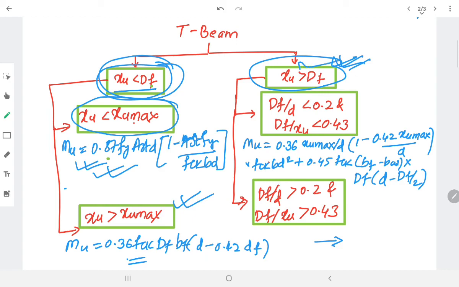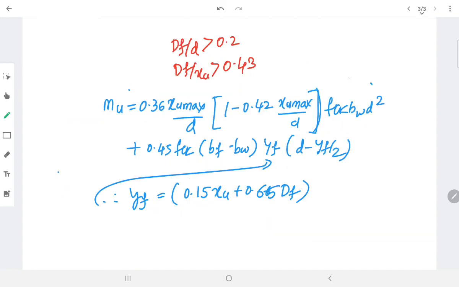Suppose if xu greater than df and df by d is less than 0.2 and df by xu is greater than 0.43, no, that means need to calculate all the three values and later come to a conclusion. If df by d is less than 0.2 and df by xu is less than 0.43, in that case I will be going for this equation. Suppose if xu is greater than df and df by d is greater than 0.2 and df by xu is greater than 0.43, in that case I will be using this equation to calculate the moment of resistance.